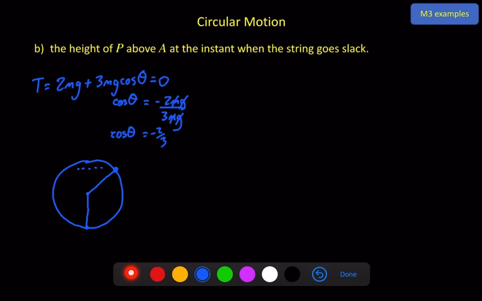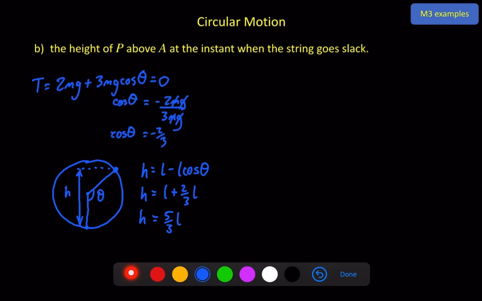That means the vertical height from here to here. And this is theta. So our height, as we said before, is L minus L cos theta, and cos theta we now know is minus 2/3. So call this H. So it's L plus 2/3 of L, which is 5/3 of L. And that is the height above A at the instant when it goes slack.